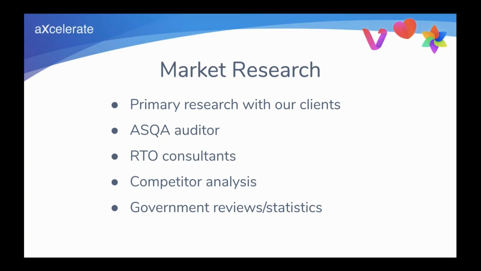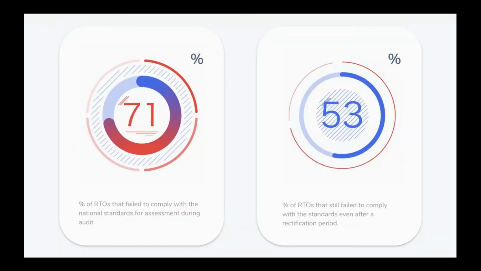We've also been interested in what the government has to say, and in particular ASQA, in their reviews. What we found from our research, and this was from statistics taken from a review done 18 months ago, is that 71% of all RTOs fail to comply with the national standards for assessment upon their first audit. But then after being given a period of rectification, a further 53% failed to achieve compliance with those standards.